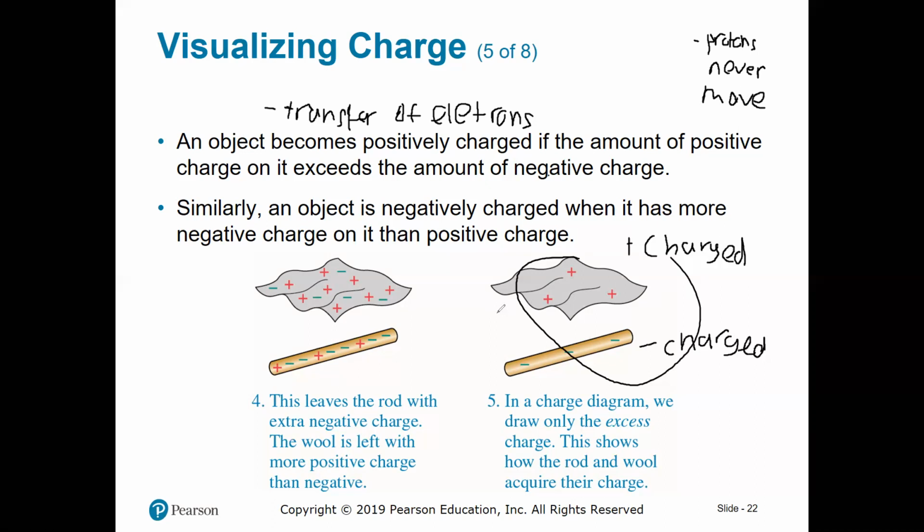So what we can see here is that now that the wool is positively charged, that means it didn't gain protons, but it lost, let's say, 3 electrons. And now this rod here has 3 excess or additional electrons. So basically that's how something gets positively charged: by losing electrons, and something becomes negatively charged by gaining electrons. So really important to distinguish there.